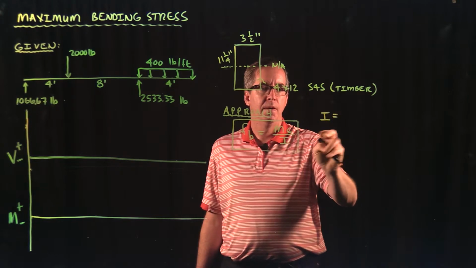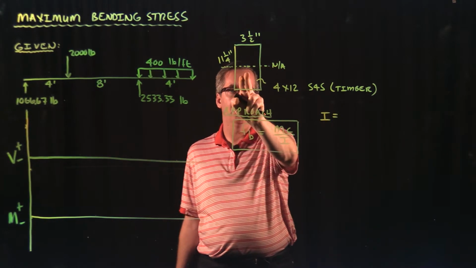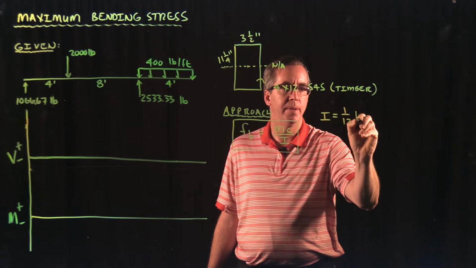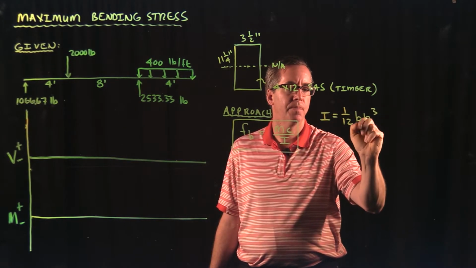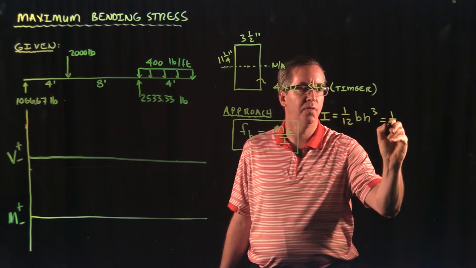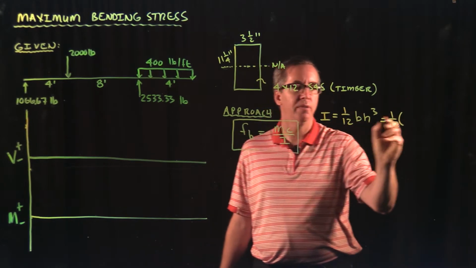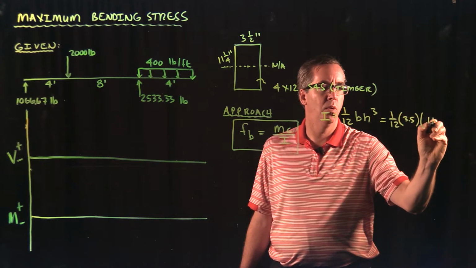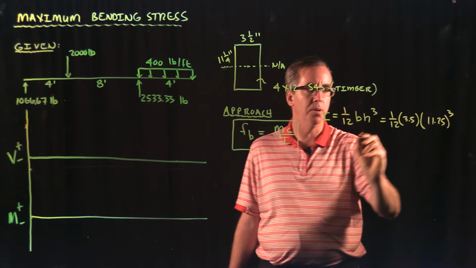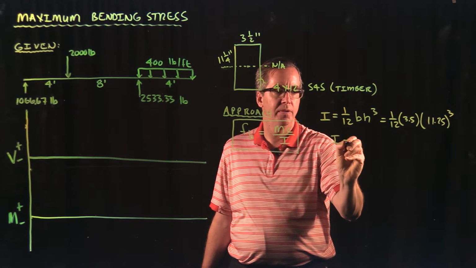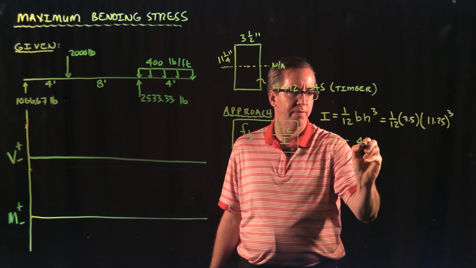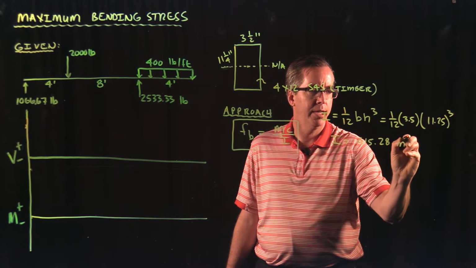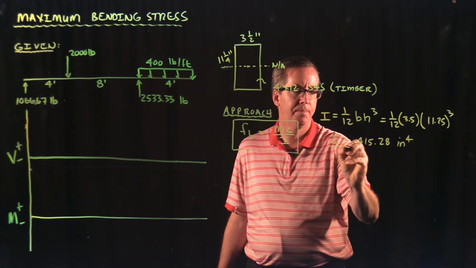Okay. If we look up the moment of inertia for a rectangle about the centroid, recall that it was 1/12 the base times the height cubed. So if we substitute those values in, our base is 3.5 inches. Our height is 11.25, and that value would be cubed. We come up with a moment of inertia of 415.28 inches to the fourth.